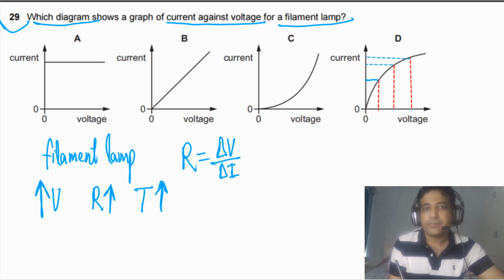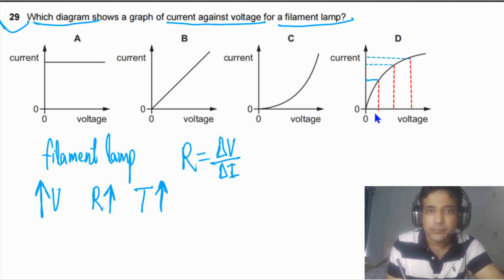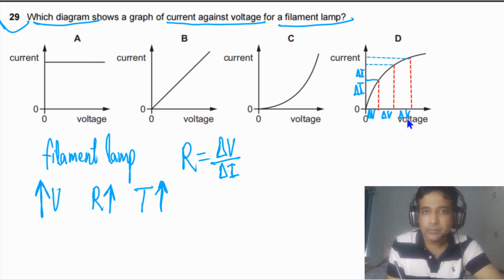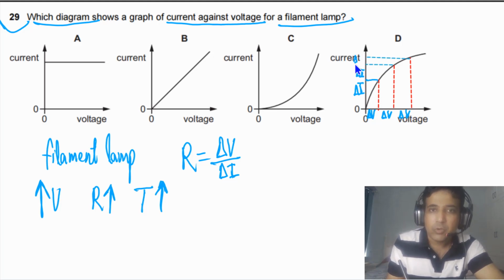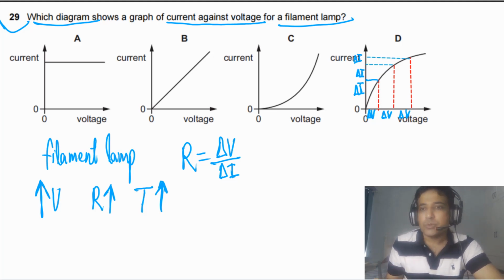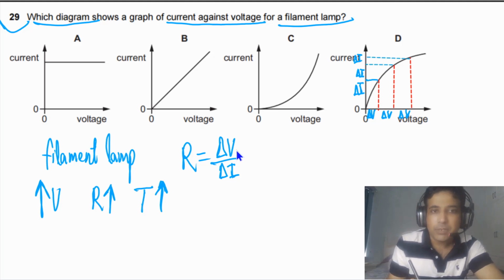So in this case you can see, first of all, for this delta V, the change in I is equal to this delta I. And for the same increase in delta V, we have a smaller increase in delta I. Next, you can see for the same increase in delta V, we have a smaller increase in delta I. So you can simply see that if we keep delta V constant, delta I is getting smaller and smaller. So it means the resistance is increasing. This is one way to understand.